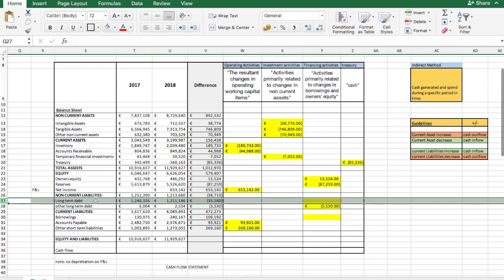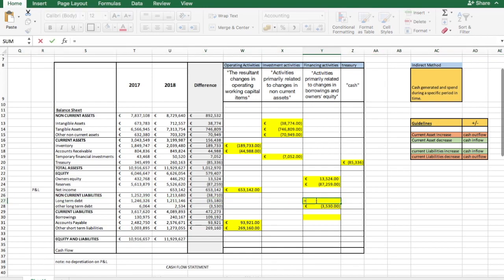Here we have a long-term debt, and we paid for the debt. Let's say from 2017 to 2018, we decrease the amount of debt. And how do you decrease it? By paying for it. So it's a cash outflow. So we put minus this amount. But because it was already negative, I will just correct it.